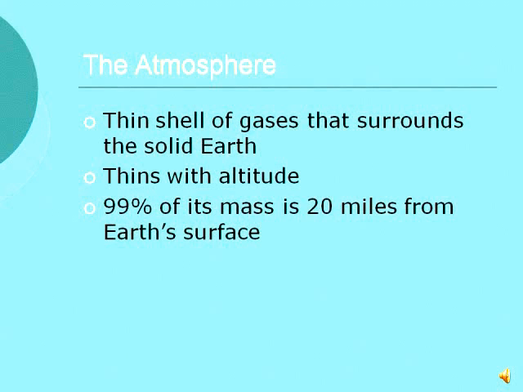The atmosphere is a thin shell of gases that surrounds the solid Earth. The higher you go up, so with an increase in altitude, the thinner it gets. So if you're at sea level versus if you're on top of a mountain, the atmosphere is thinner on top of the mountain. That's also why it's colder and it's harder to breathe and absorb the oxygen, because there's less air pressure. 99% of its mass is within 20 miles from the Earth's surface. So relatively speaking, it's not that large.